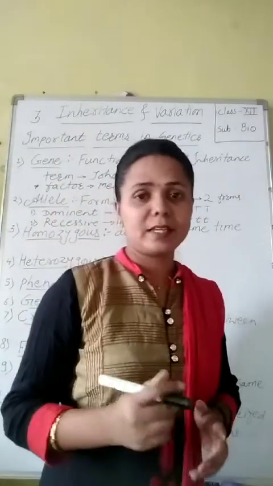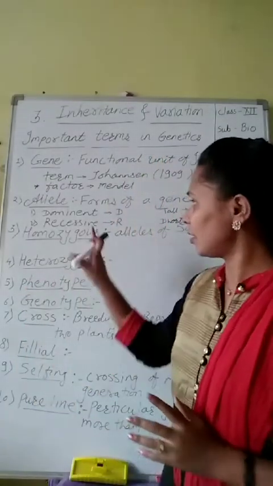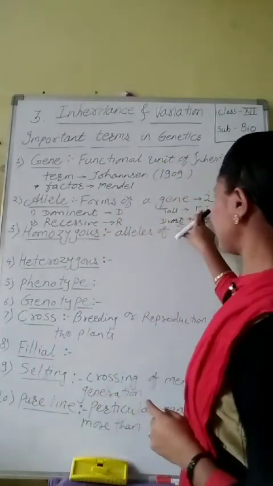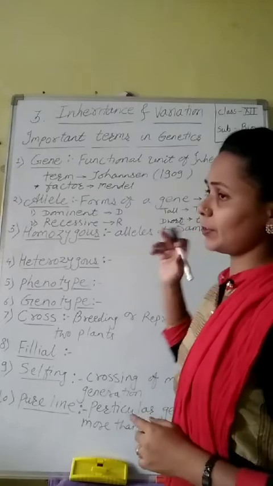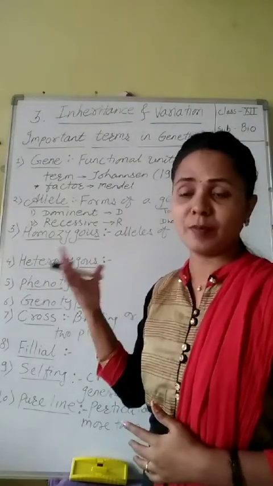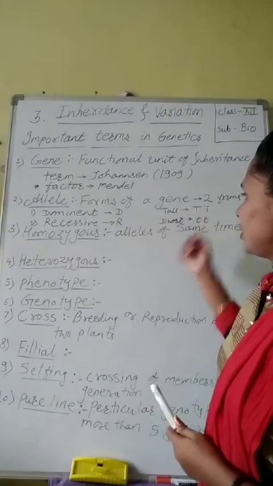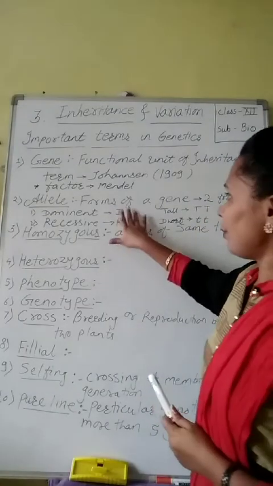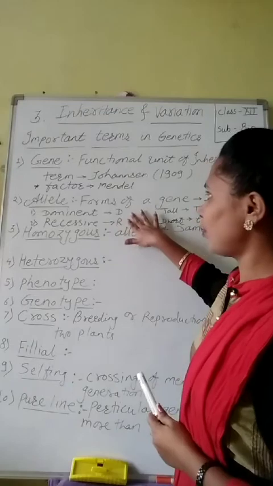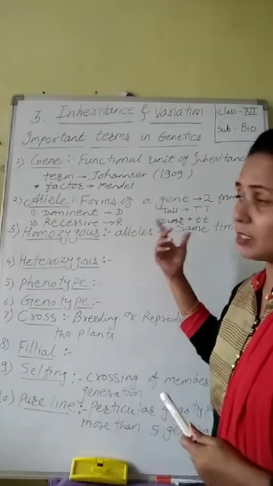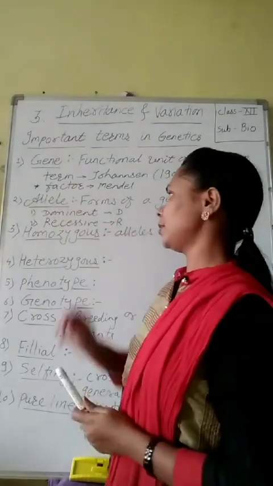Each allele is having separate individuality, means it is having separate characters. Tallness is separate and dwarfness is separate. We will learn this in the laws of genetics, the laws of inheritance. So dominant and recessive are two types of alleles, or two forms of genes. These are called alleles.